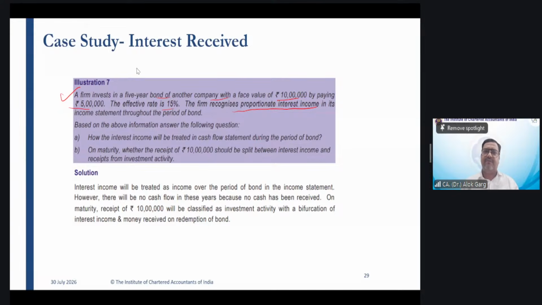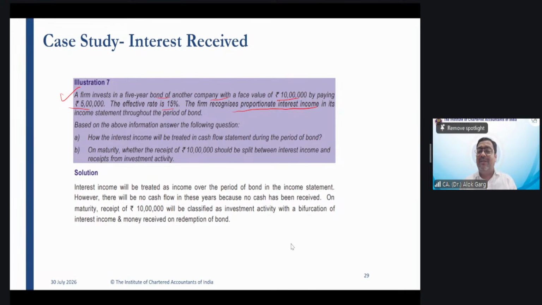What is the initial cash flow? 5 lakh rupee. And how much will the company receive after 5 years? 10 lakh rupee. Means the invested 5 lakh rupee will return 10 lakh rupee. Okay. Effective interest rate is 15%.